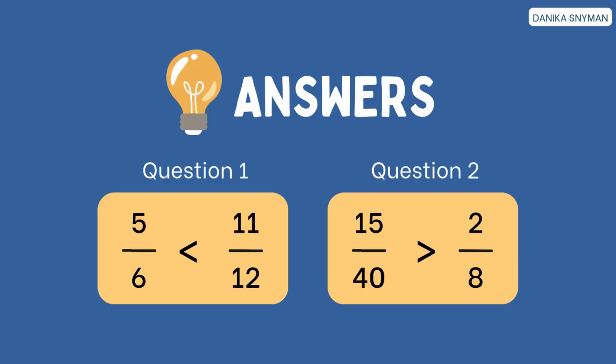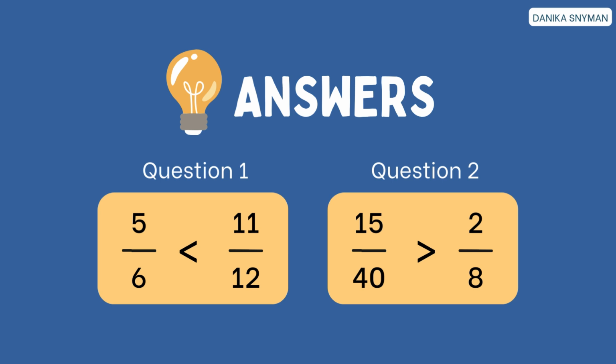Okay, so here's the answers. 5 on 6 becomes 10 on 12. Because why? Because we wanted to make that 6 a 12, because 6 can go into 12. So what we did is we times with 2. So 6 times 2 is 12, and 5 times 2 is 10. So basically it became 10 on 12. So we can see, is 10 or 11 bigger? 11 is. So what that tells us, 11 on 12 is bigger. Let's look at question 2.